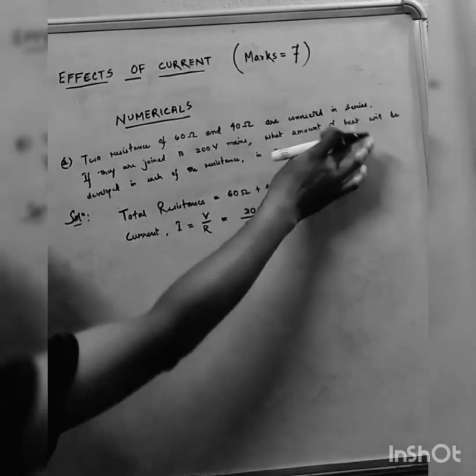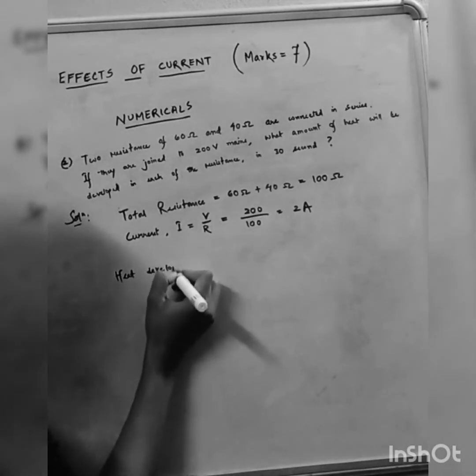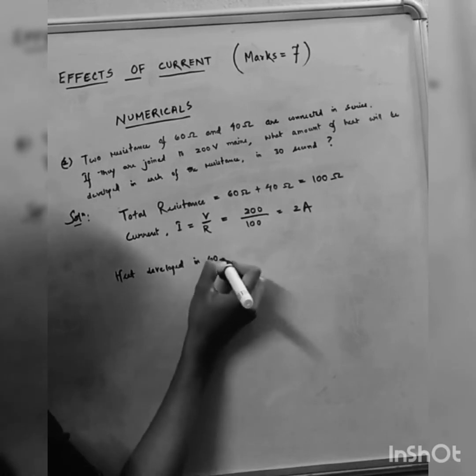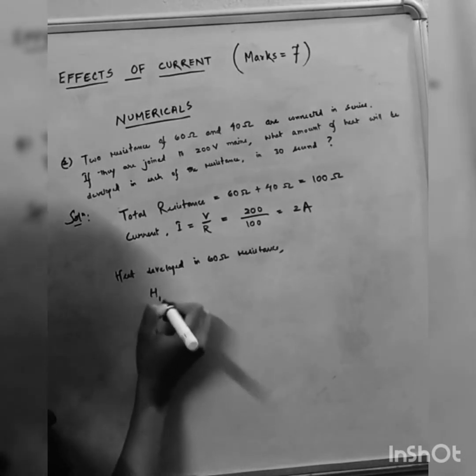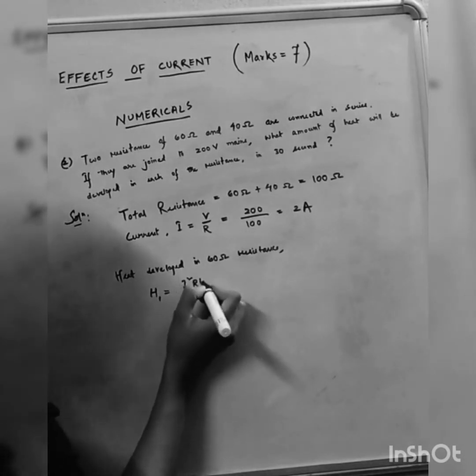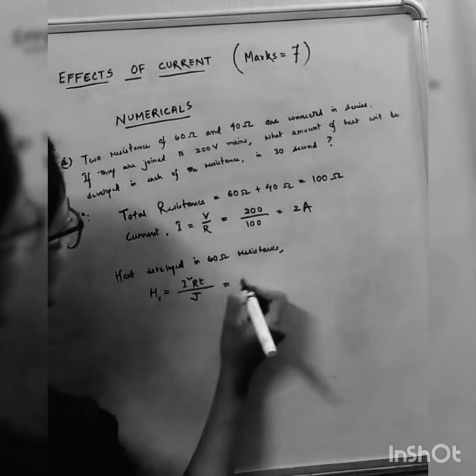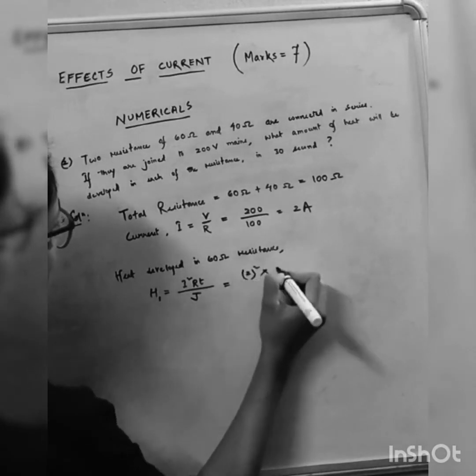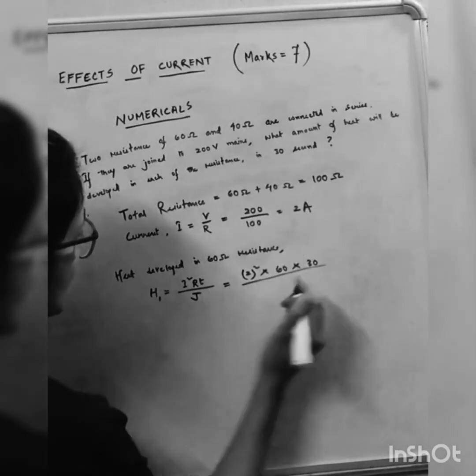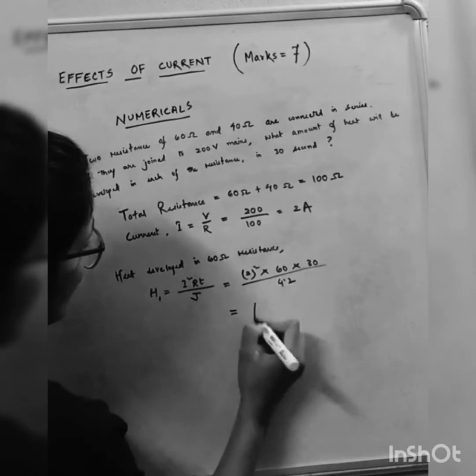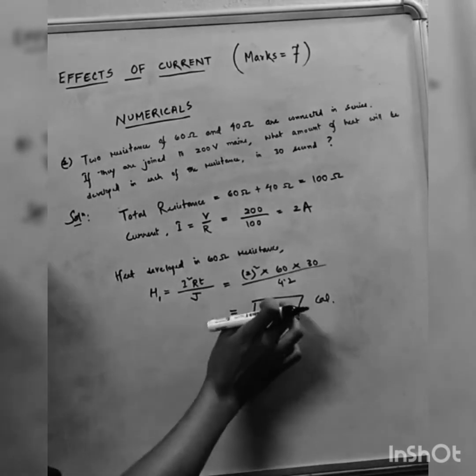First we will find out the heat generated in the 60 ohm resistance. The heat developed in the 60 ohm resistance, let me write it as H1, is equal to I square RT, but you just have to divide it by J, the mechanical equivalent of heat. I square is 2 ampere whole squared, resistance is 60 ohm, time is given as 30 seconds, divided by the J value, which is 4.2. The unit of heat will be calorie. Do this calculation on your own.